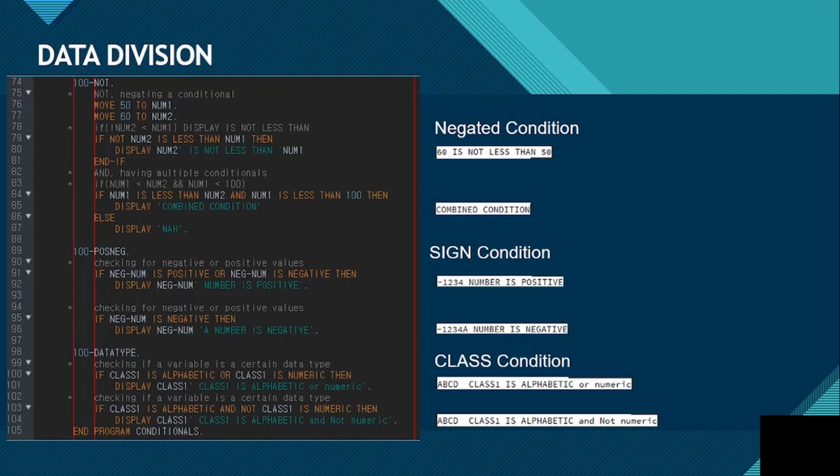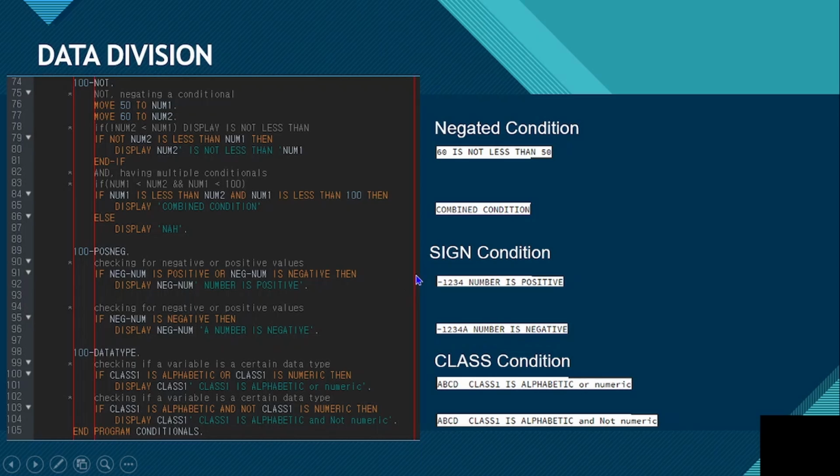So in the combined condition, if num1 is less than num2 and num1 is less than 100, then we will display "combined condition". Num1 is 50, which is lesser than num2, which is true. But if it throws a false statement here, it would go directly to the else statement. Then we'll read the second condition, which is num1 is lesser than 100. So 50 is lesser than 100, so we will display a combined condition.